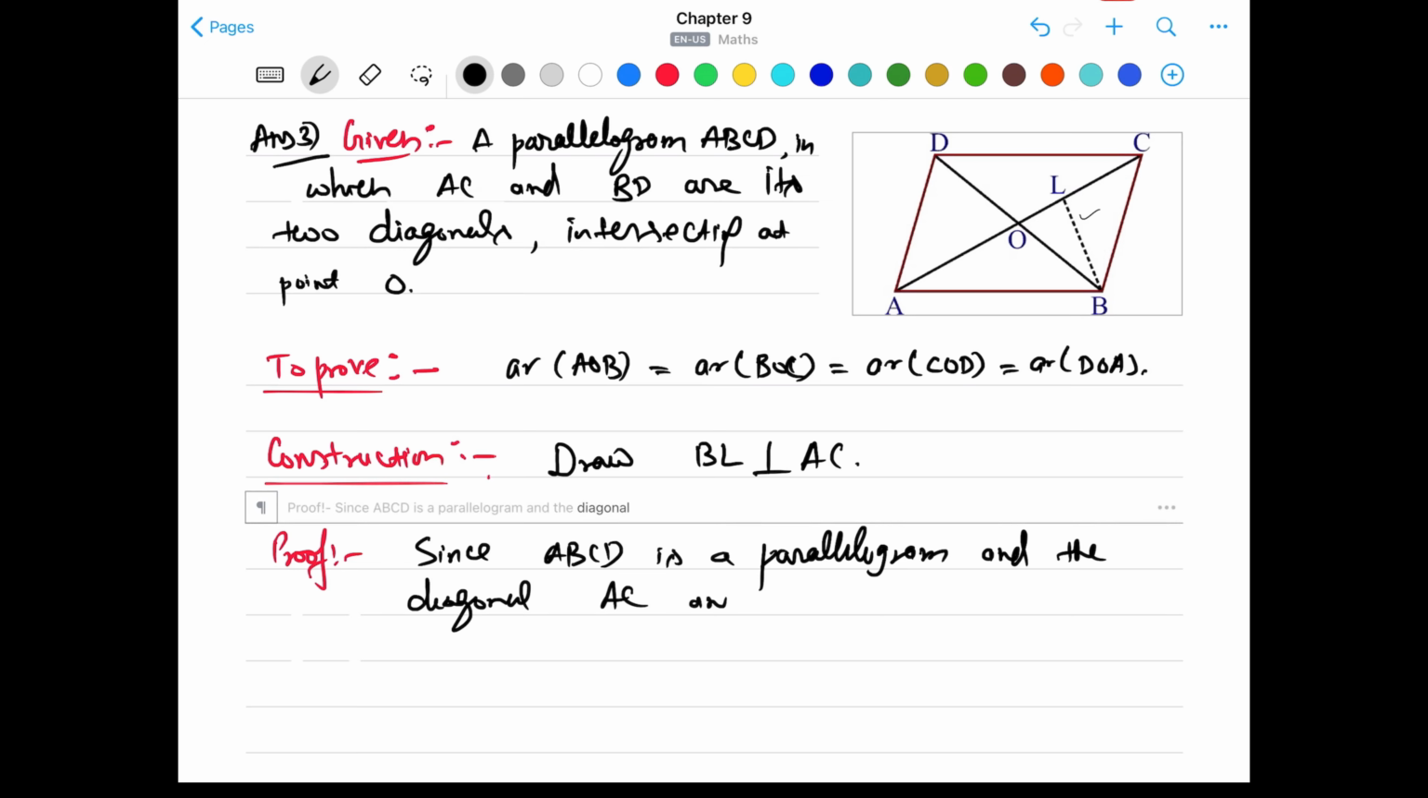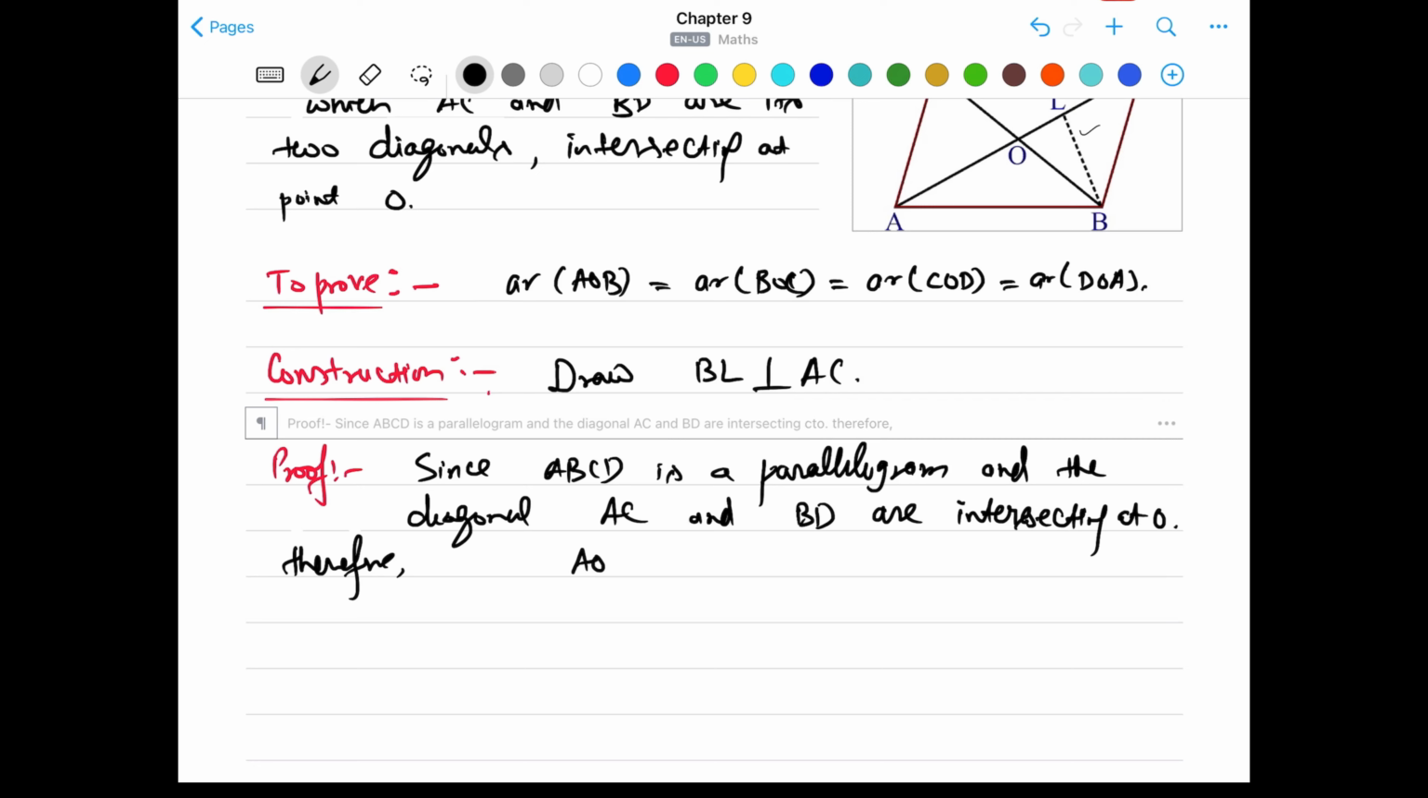So therefore AO will be equal to OC and BO will be equal to OD, because diagonals of a parallelogram bisect each other. The reason for this one is diagonals of a parallelogram bisect each other. So we got OA equals OC and BO equals OD.